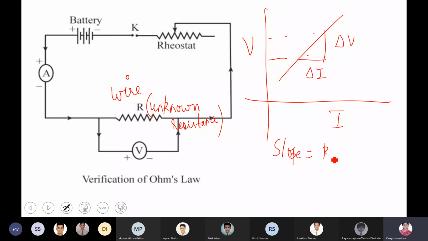That is, R equals delta V by delta I. Is that clear? Instead of calculating every time, you can just plot the graph and measure the resistance. So you will get two graphs, one for nichrome wire, one for constantan.